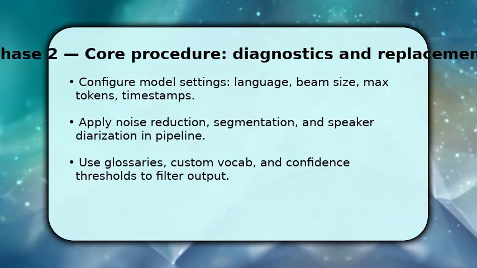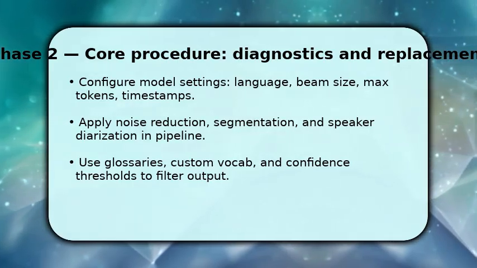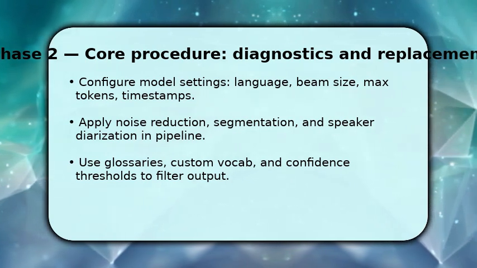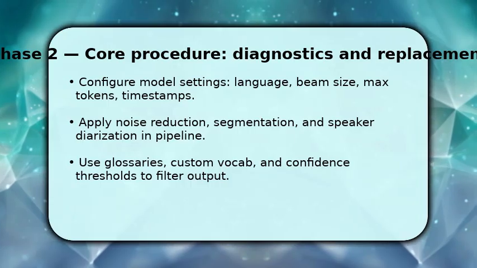After the initial pass, apply your custom glossary and confidence thresholds to catch low-confidence phrases, and iteratively rerun segments with adjusted settings until accuracy meets your target.